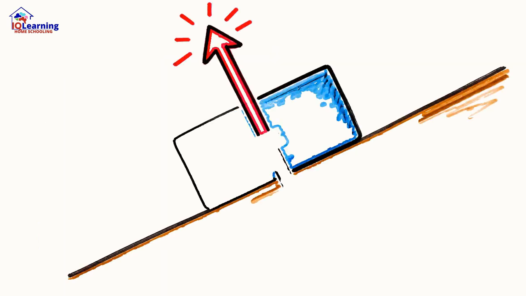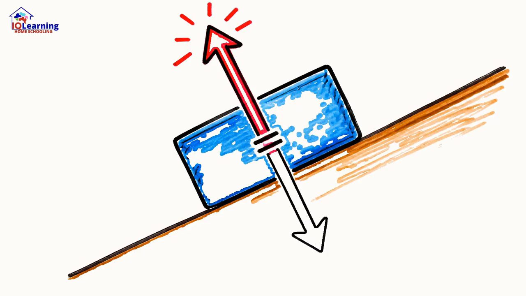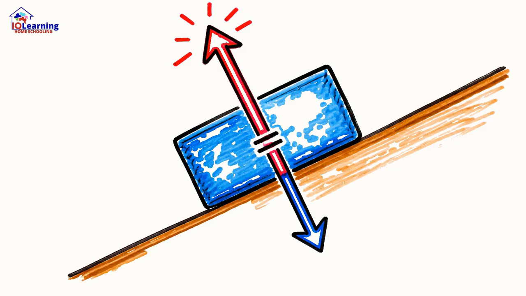The other part pulls it perpendicularly, straight into the ramp. The ramp pushes back with an equal and opposite normal force, perfectly canceling that into pull. By tilting our perspective, we make a complex problem simple.